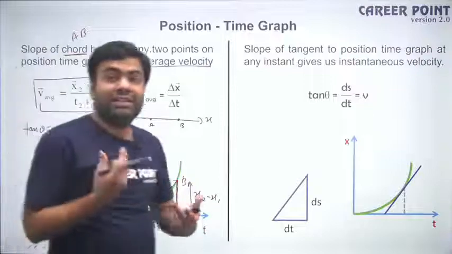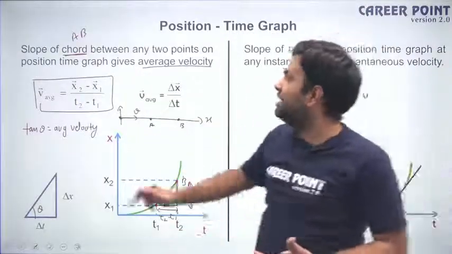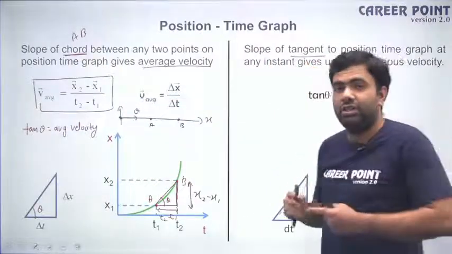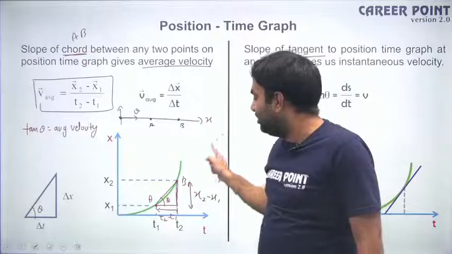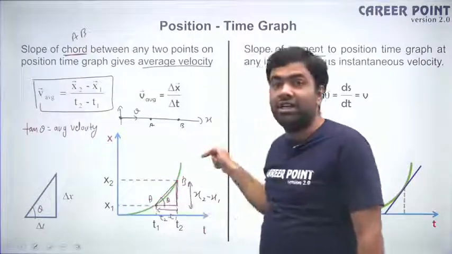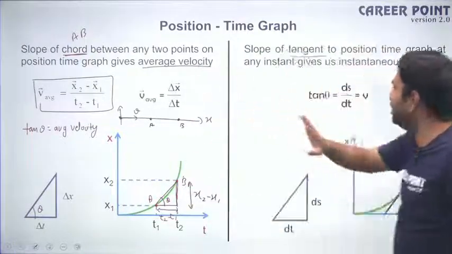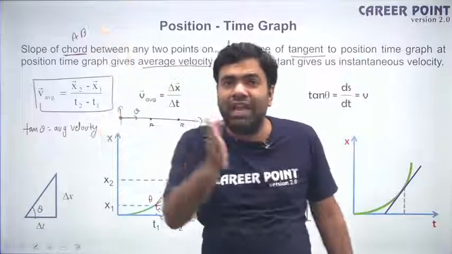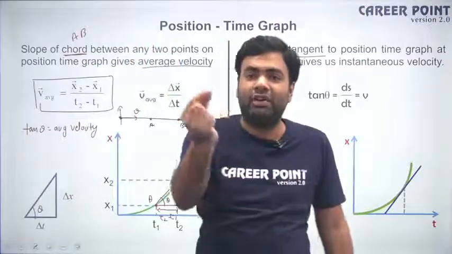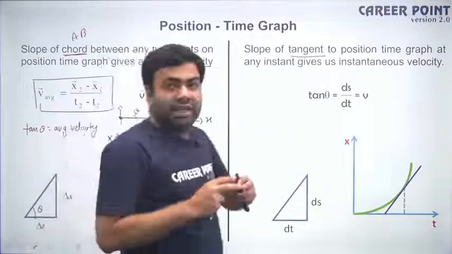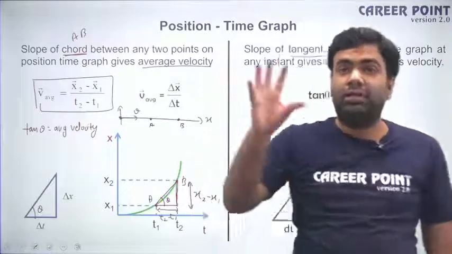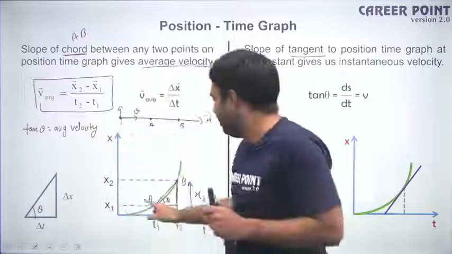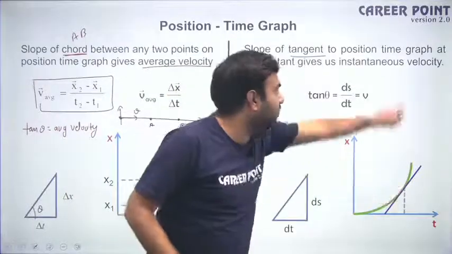Now, if we want instantaneous velocity, what are we going to do? Instead of drawing a chord, we will draw a tangent. There is a difference between a chord and a tangent. A chord means a line passing through the curve, cutting the curve at 2 points. And a tangent is a line which is just touching the curve at any one point. Instantaneous velocity means velocity at a particular instant, and average velocity means average velocity between two given points. So we had 2 points for average velocity and 1 point for instantaneous velocity.